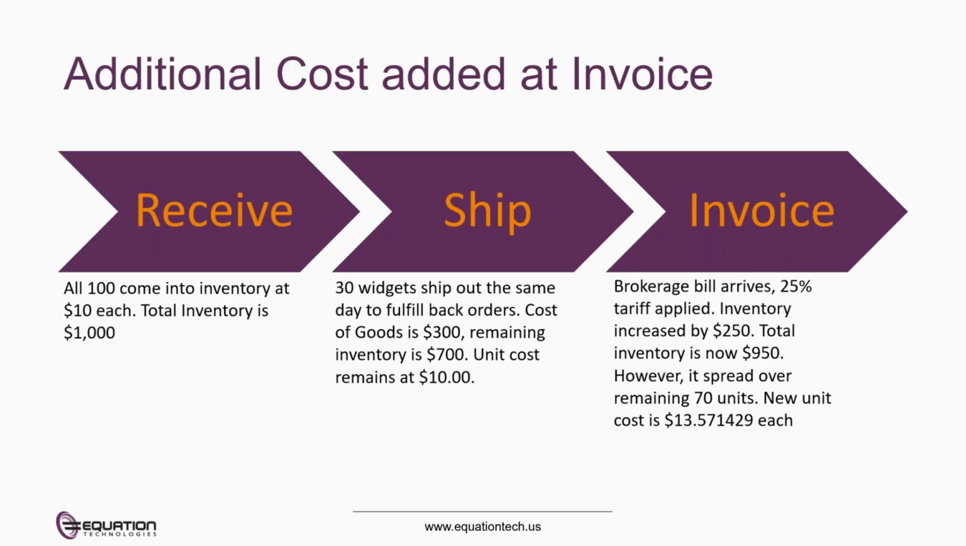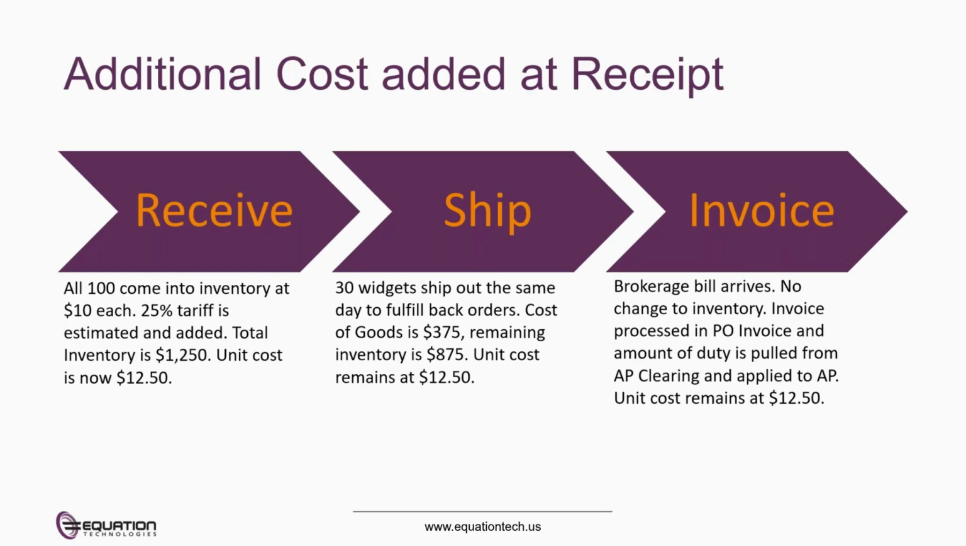Then after that shipment, sometimes it takes a couple days for those invoices to arrive in the mail. We get the 25% tariff applied. That's going to increase our inventory by $250. However, that's going to get amortized over just the remaining product on hand. Therefore, the first 30 units that went out had a $10 cost, and the remaining 70 are going to be valued at $13.57 each.